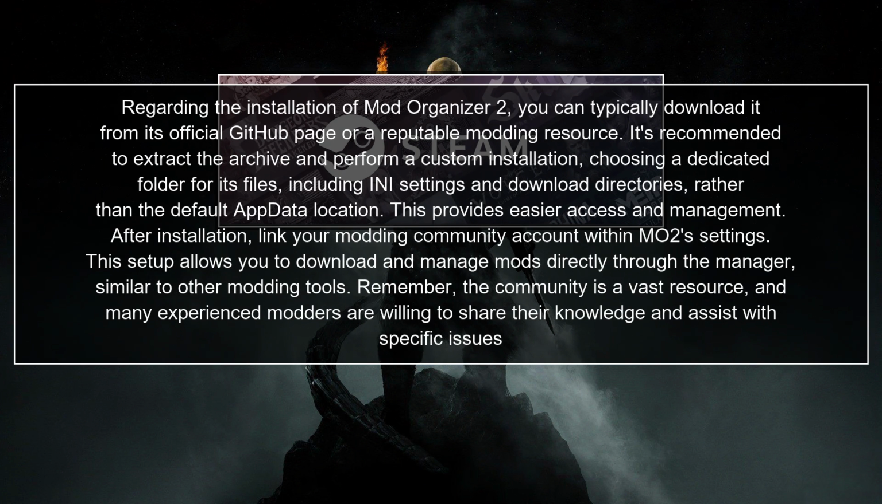Regarding the installation of Mod Organizer 2, you can typically download it from its official GitHub page or a reputable modding resource. It's recommended to extract the archive and perform a custom installation, choosing a dedicated folder for its files, including ini settings and download directories, rather than the default app data location. This provides easier access and management.